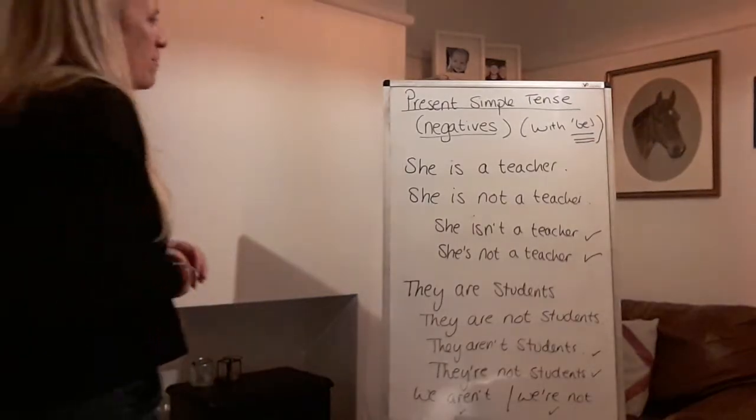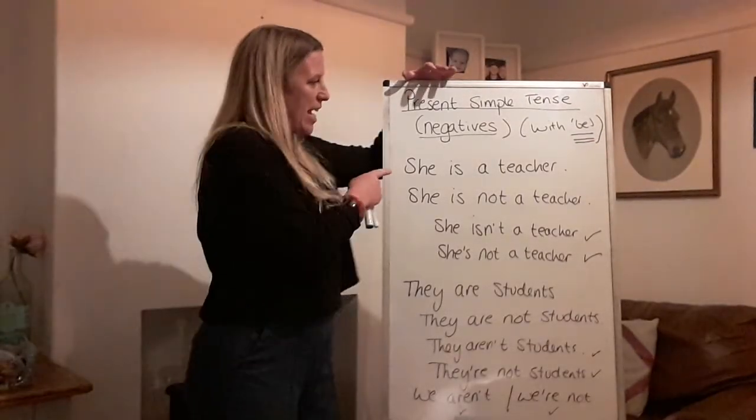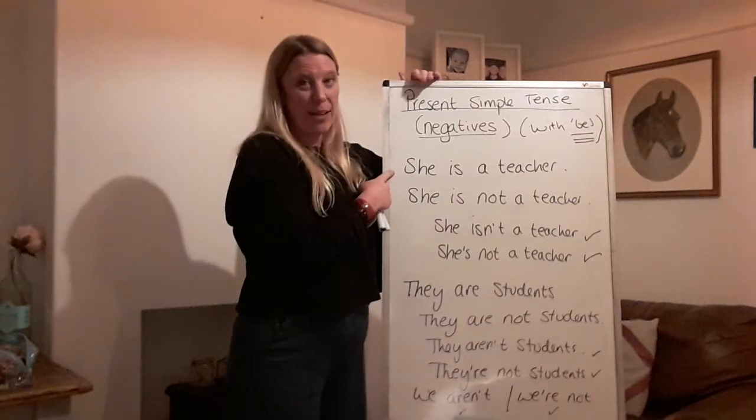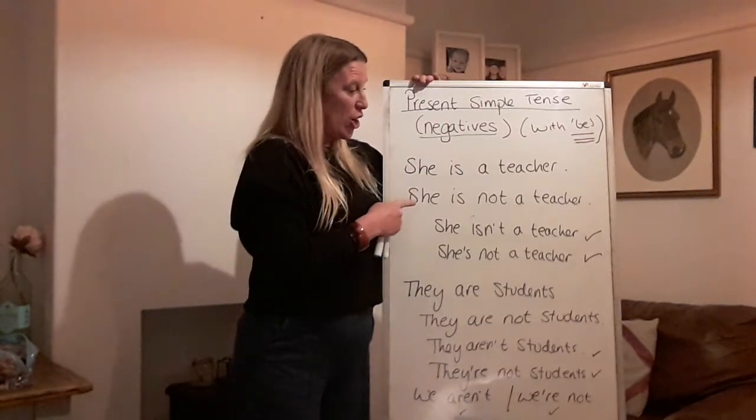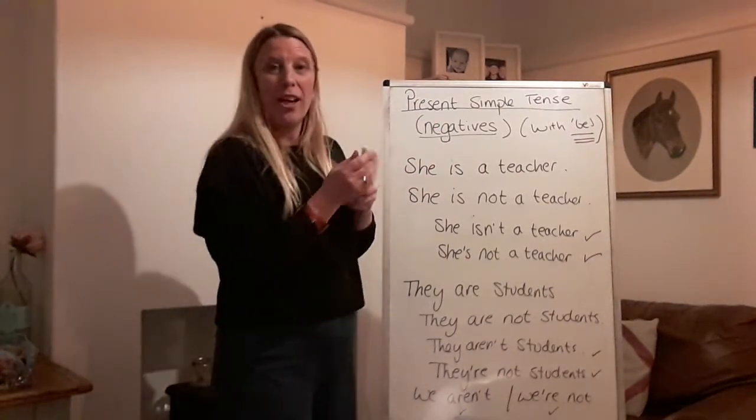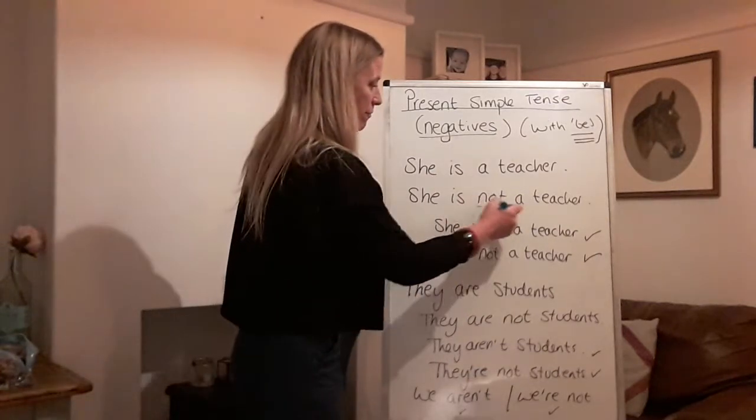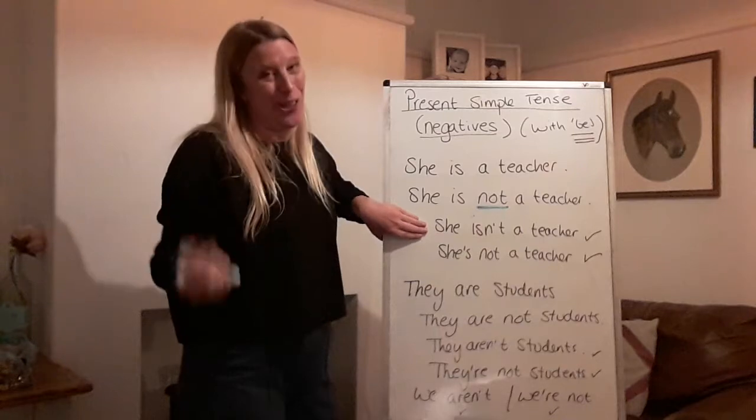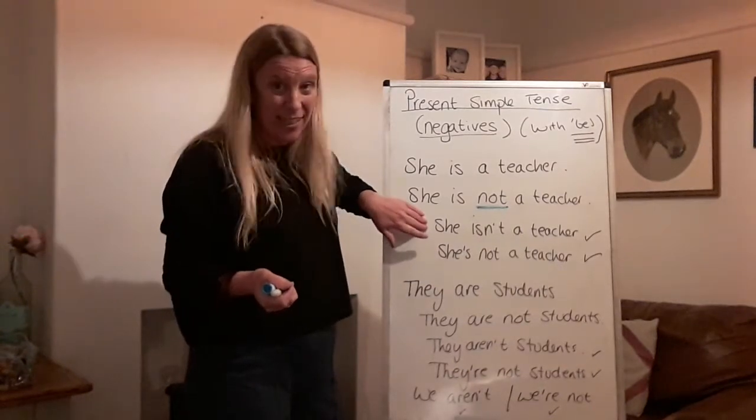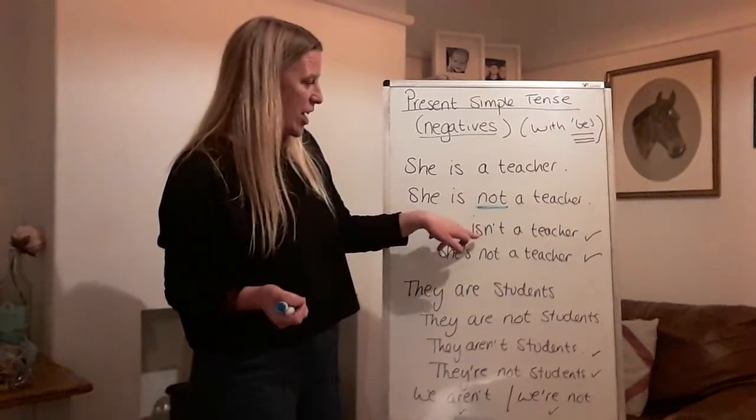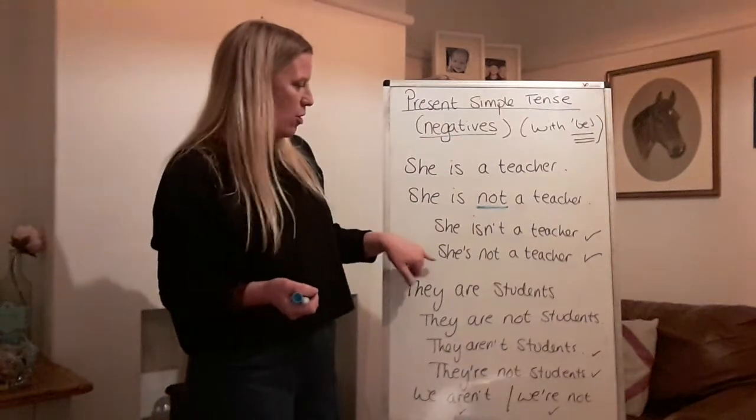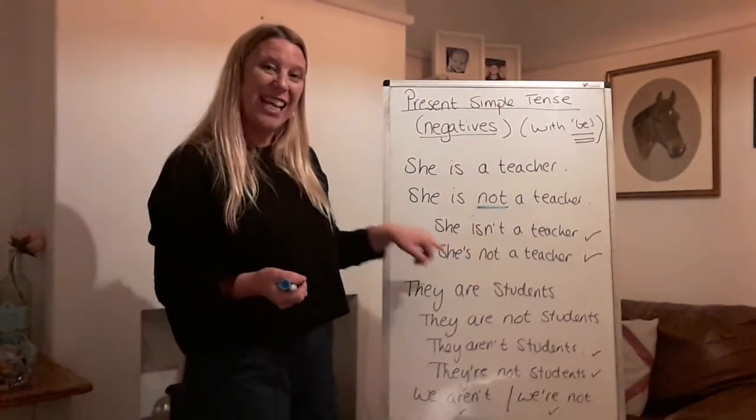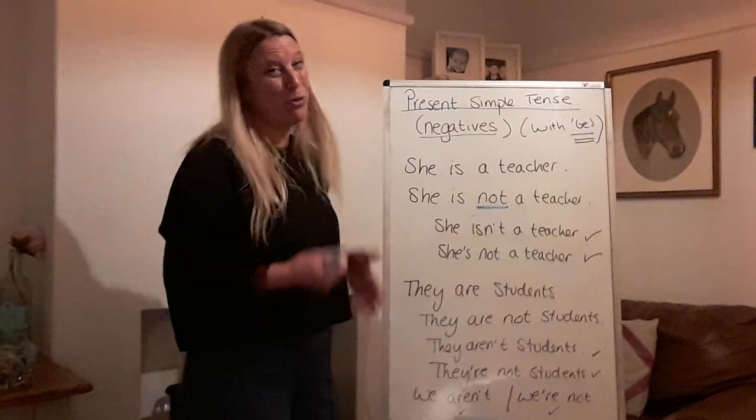Okay, so just up on the board here, so he, she and it obviously is with be. She is a teacher. She is not a teacher. So again, we've got that not that we put in there. She is not a teacher. And we can shorten this to she isn't a teacher. She is not, she isn't. Or she's not, she is not, she's not. Both are correct.